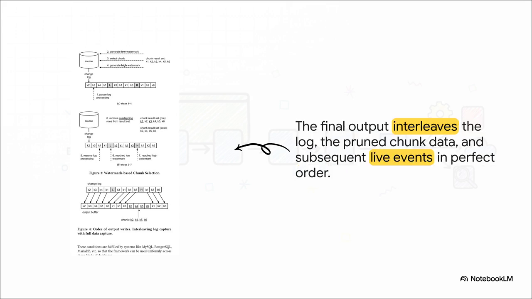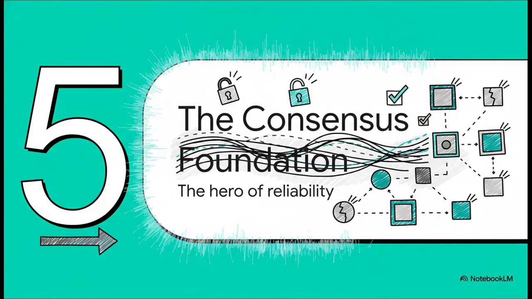Once the high watermark finally gets processed, the only thing left in that snapshot chunk is data that didn't change during the window. So dblog then outputs everything in perfect order. The events from before the window, then the remaining pruned rows from its chunk, and then it just continues on with the live events after the window. The result is a perfect, historically accurate stream. It's just brilliant.